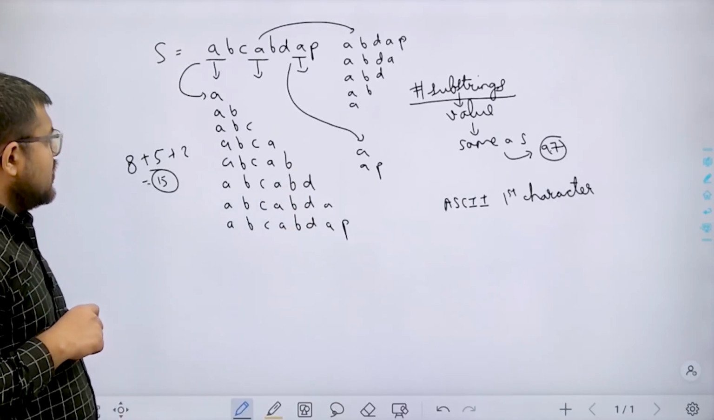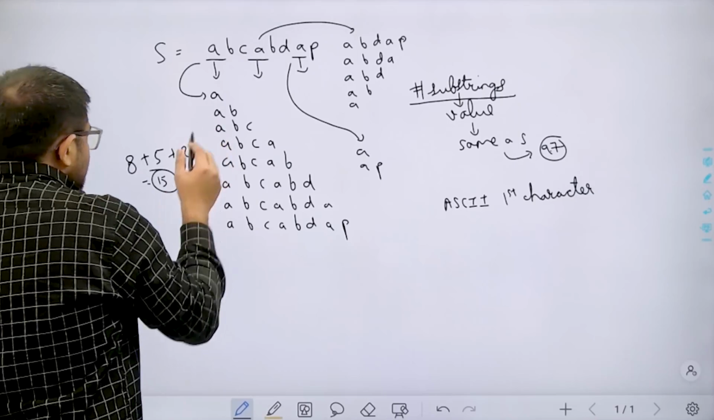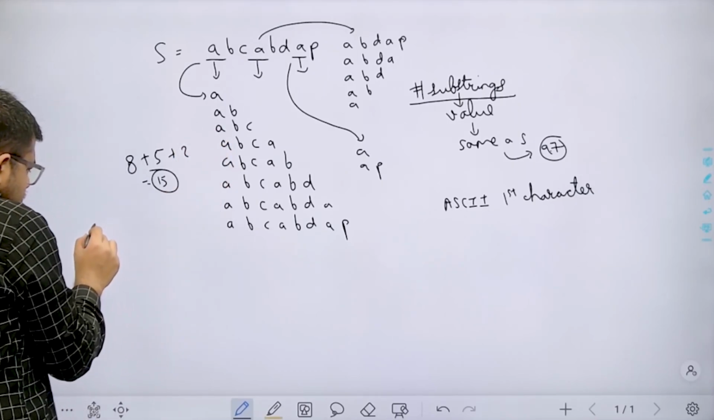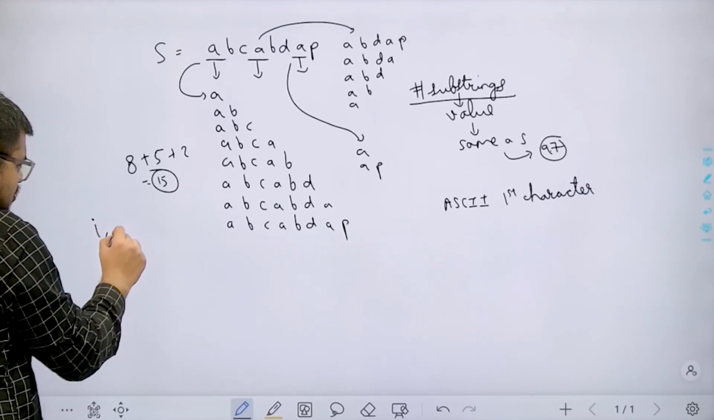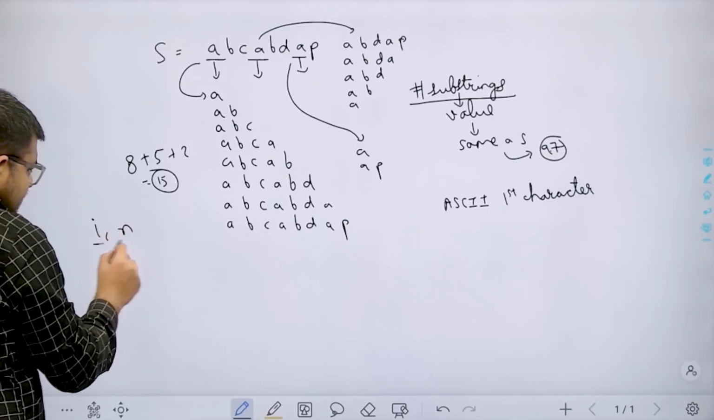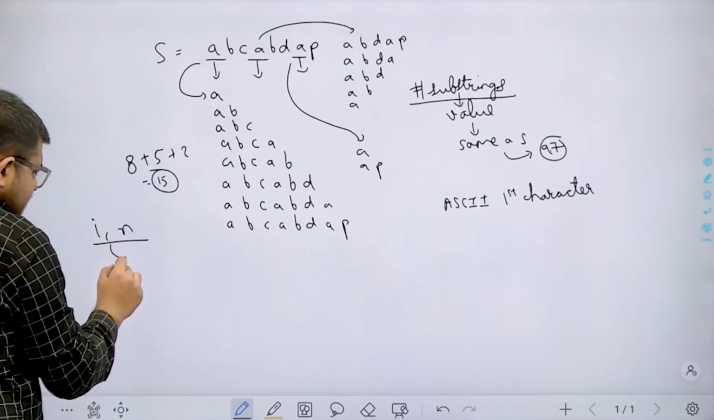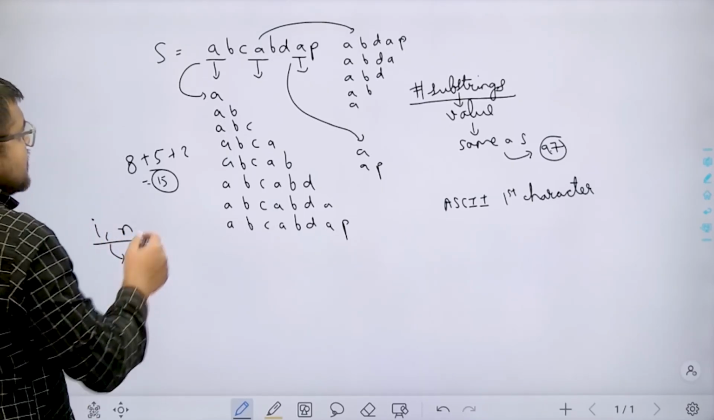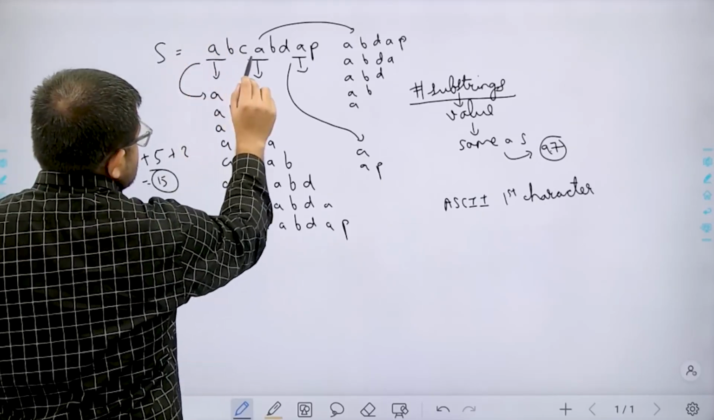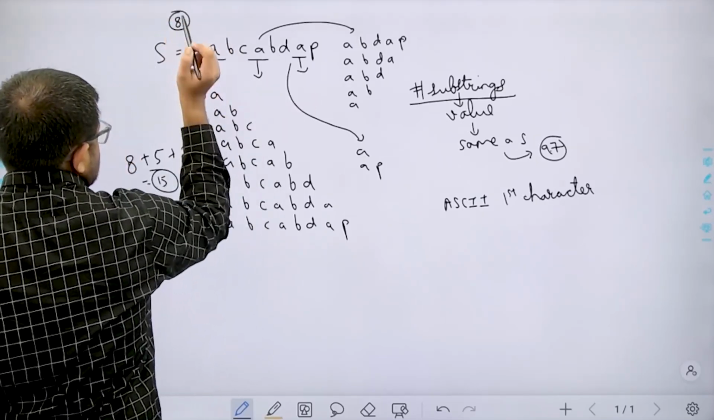So see, what I can do is, if I want to count the number of substrings starting with index I, and if the length of the string is n, then directly the number of substrings starting with index I is n minus I. I can say this. For example, here the value of n is how much? 8. Total length of the string is 8.